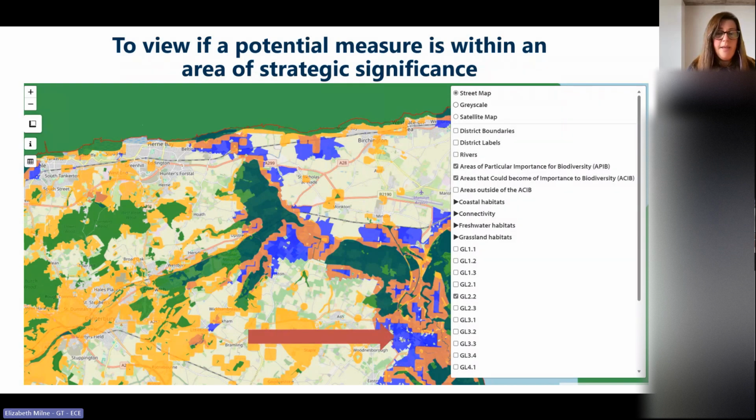Also on the map, you'll see that there are some lighter green and yellow areas. These are basically the areas of particular importance for biodiversity or that could become of importance for biodiversity, but where that potential measure doesn't exist or hasn't been identified. So really, the parts of the map you're interested in are the dark green and orange, because then you know your measure falls into an area of strategic significance, or the blue, which shows you that that area has been identified as an opportunity for that measure. It just doesn't fall into an area of strategic significance. But that's not to say that it would not be valuable delivering it there. You just won't benefit from any of the uplifts.